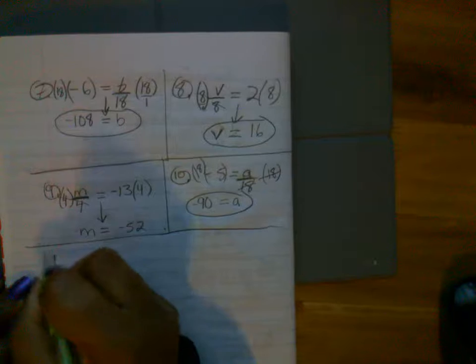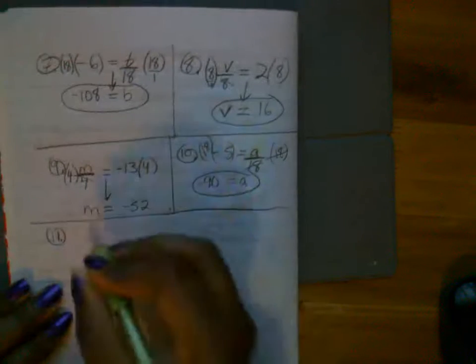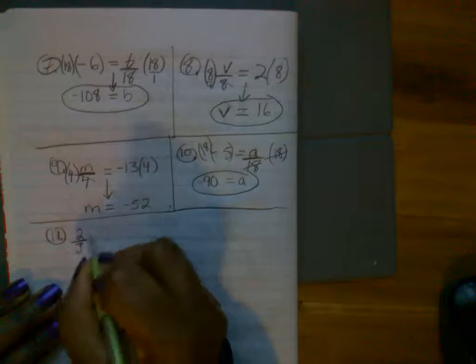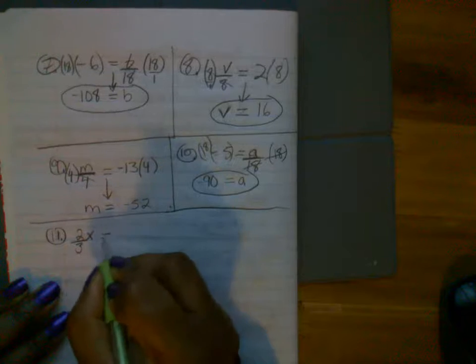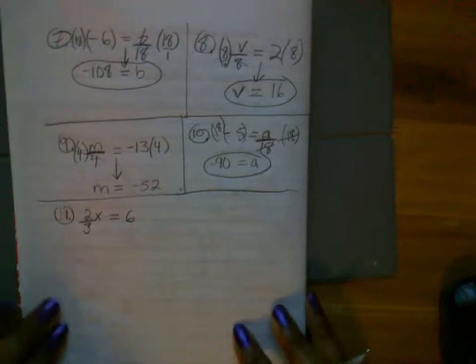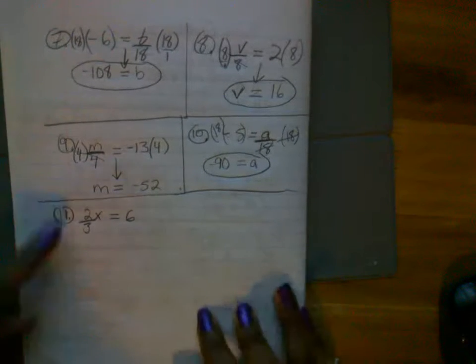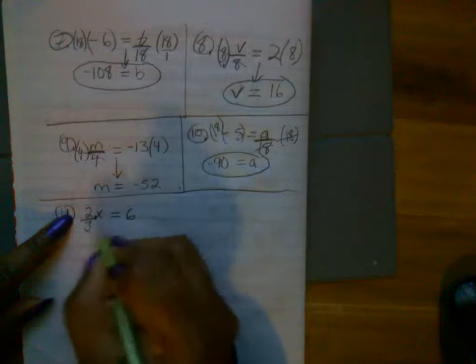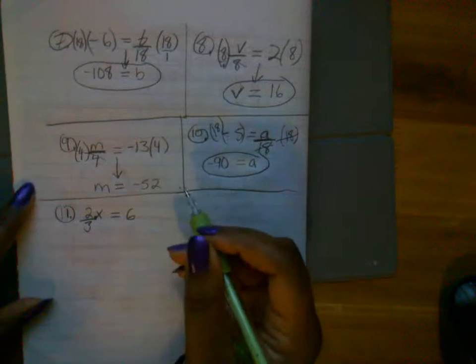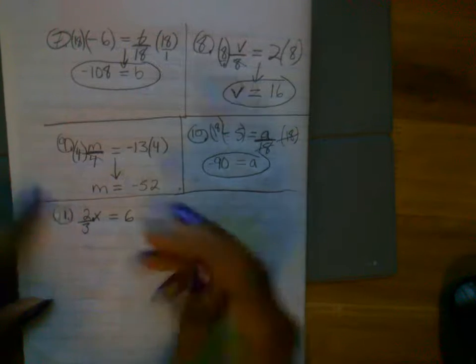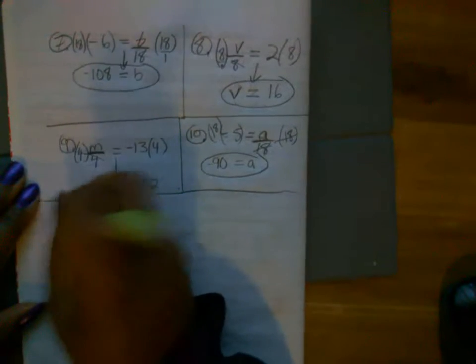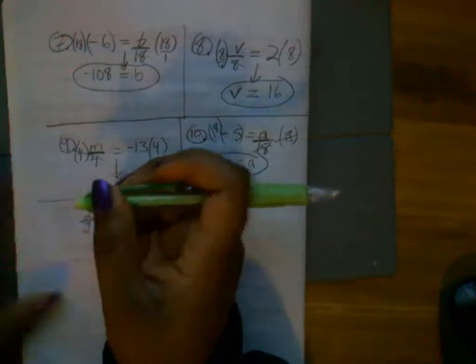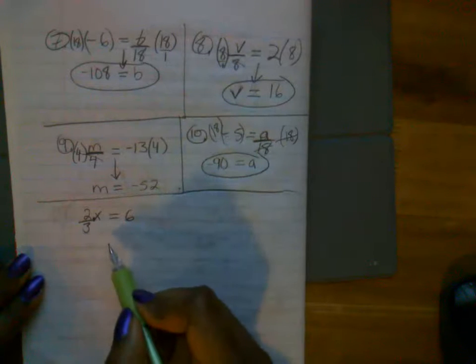Number 11. Let's suppose that we have 2 over 3 x is equal to 6. Okay, so here, this fraction is being multiplied times the x. This is multiplication here. The opposite of multiplication is division. When I divide fractions, that's the same as multiplying by the reciprocal.